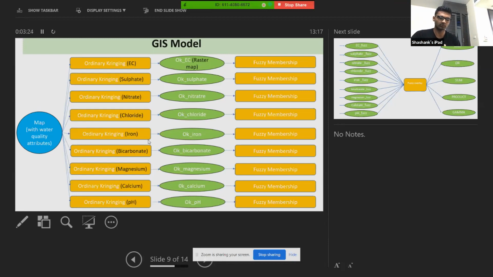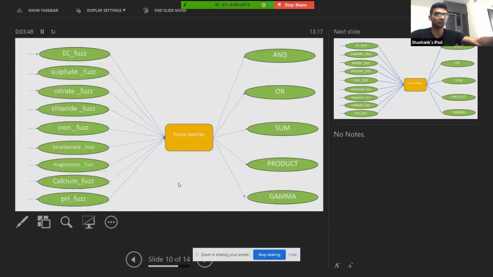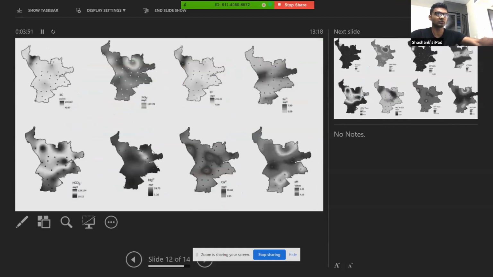So after doing the interpolation for each of these attributes, we will get interpolation maps for each of these attributes. The green colors are the raster maps, and these raster maps are the interpolated maps. If you want to, I will show you those maps. These are those interpolated maps of the water attributes.